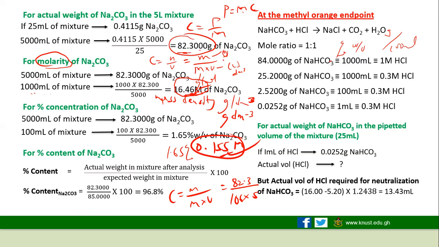Good. Now, all we have done would just be for the phenolphthalein endpoint or the first endpoint. Now, let's go to the methyl orange endpoint. What equation is happening at the methyl orange endpoint? The sodium bicarbonate is reacting with the hydrochloric acid to produce sodium chloride, carbon dioxide, and water. The mole ratio is 1:1, right?